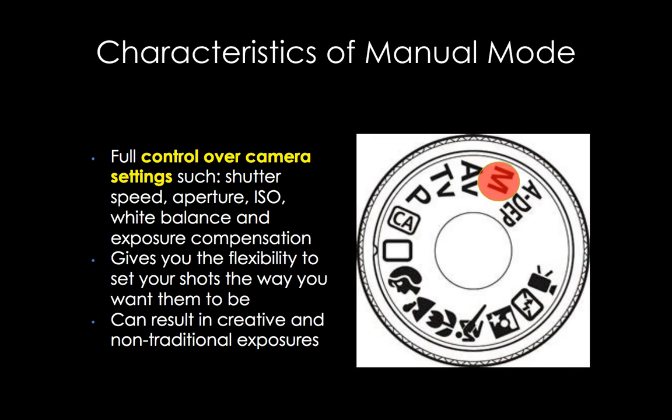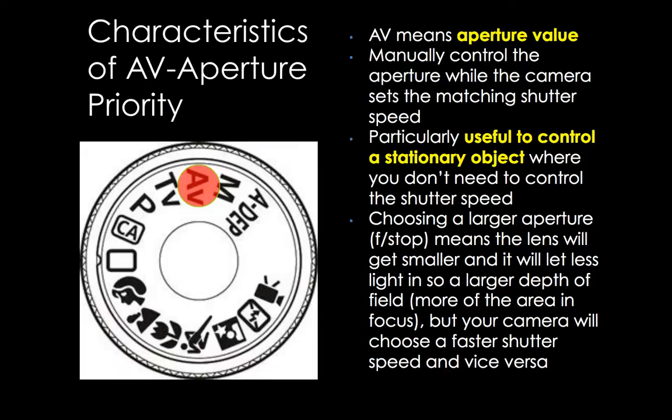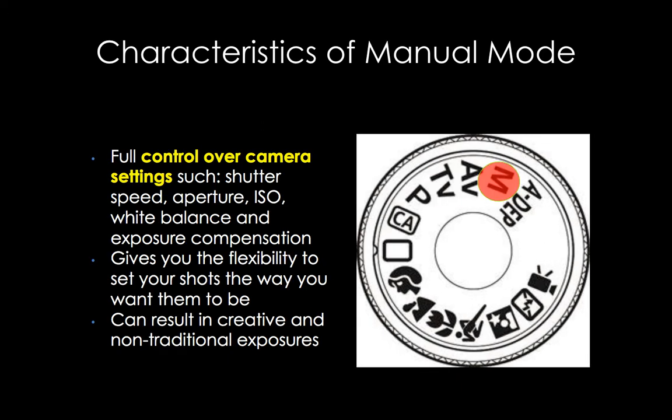If you set it on M mode, this means that you are adjusting both of those settings. So if we go back to this, for example, in TV or S mode, you have control of the shutter speed and the camera controls everything else for you. In AV mode, you control the aperture, the amount of light that's let in through the size of the hole in your lens, and the camera controls everything else. In M mode, you control it all. All right, so we're not going to jump to M mode to start with.